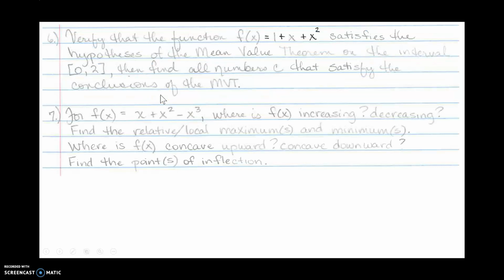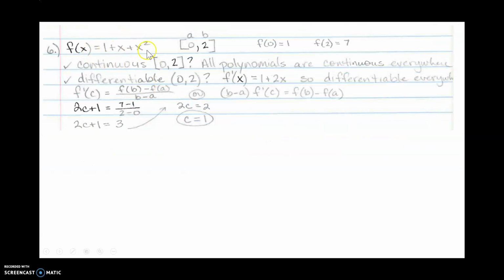All right, then for number 6, they ask us to verify the hypotheses of the mean value theorem, and if we could do so, then to go ahead and find all of the values c that would satisfy the conclusions of the mean value theorem on that interval from 0 to 2. So we have a polynomial on the interval from 0 to 2. So the first hypothesis, is it continuous from 0 to 2? Well, yes, because all polynomials are continuous everywhere. Is it differentiable on the interval from 0 to 2? Yes, because polynomials are differentiable everywhere.